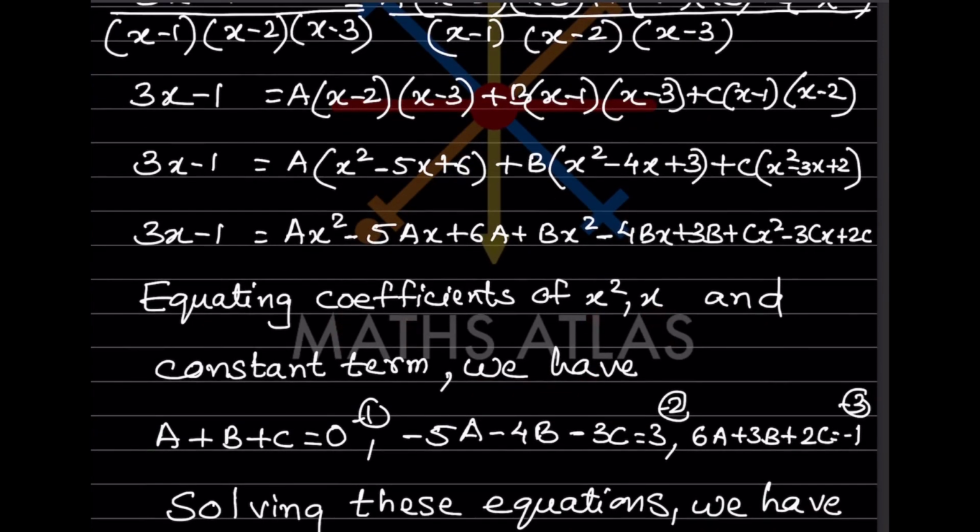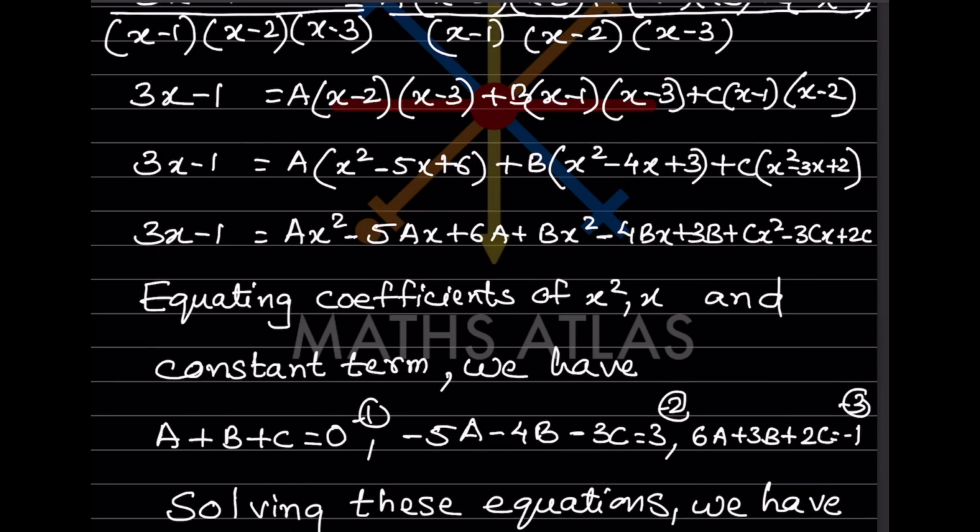Now here, what we can do, x square will take, that will be a plus b plus c. So now what we can see, on the left hand side we don't have anything with x square over here. So that should be 0. So a plus b plus c is going to be 0, because you're going to compare the left hand side and the right hand side.